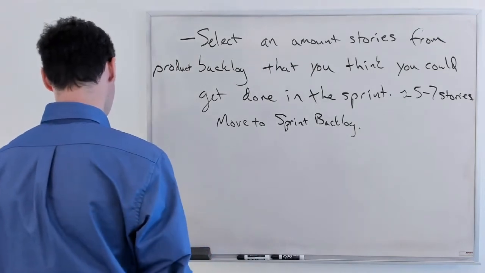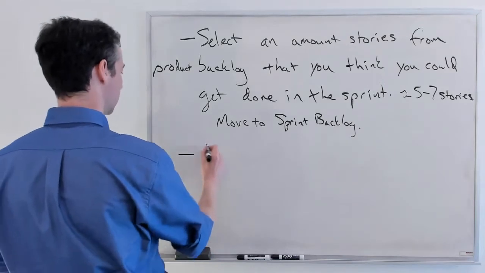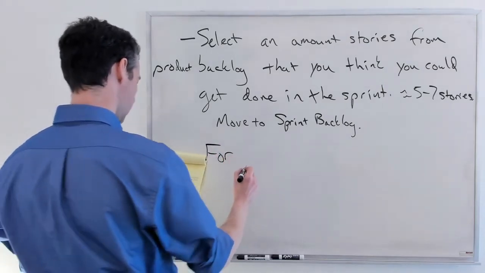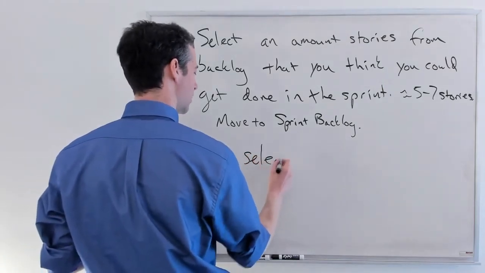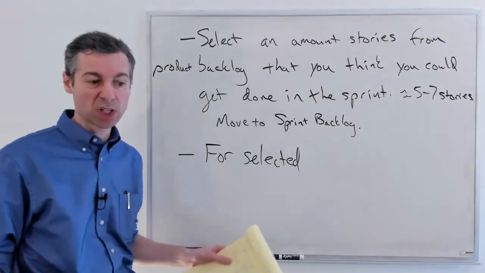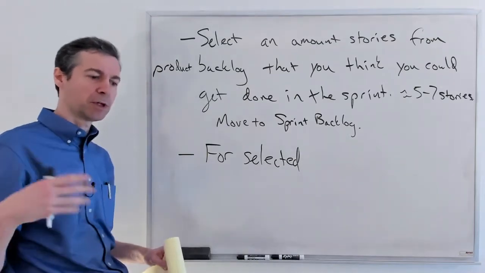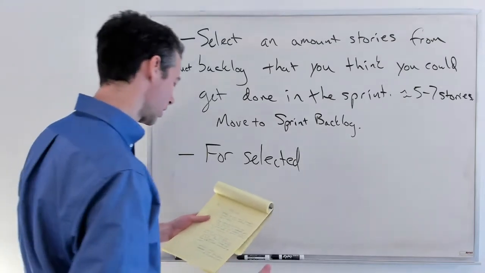Now, with all these in the sprint backlog, you go one by one as the team. You don't do this individually. You don't say, oh, hey team, let's divide up the stories and get to work on them. That's not really the idea. The idea is, all right team, let's open up this first story. Let's start working on it.